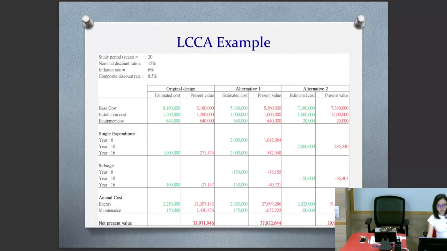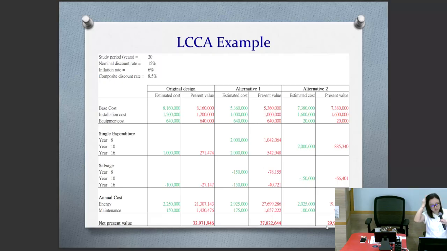So when all these costs are converted into present value, then we can compare them. The lower one will be the one that is more economically viable. You will pay cheaper. You need to spend less for installing this alternative 2, or for this design. And then alternative 1 is more expensive.